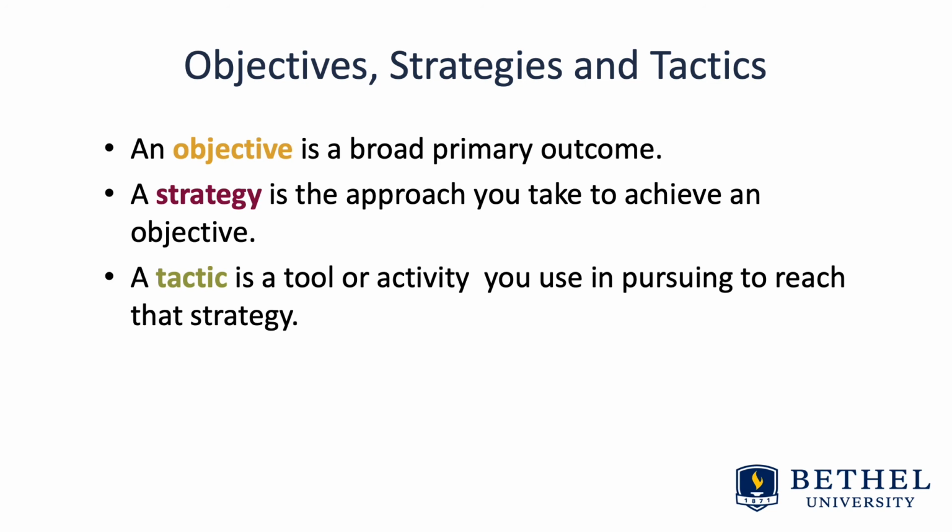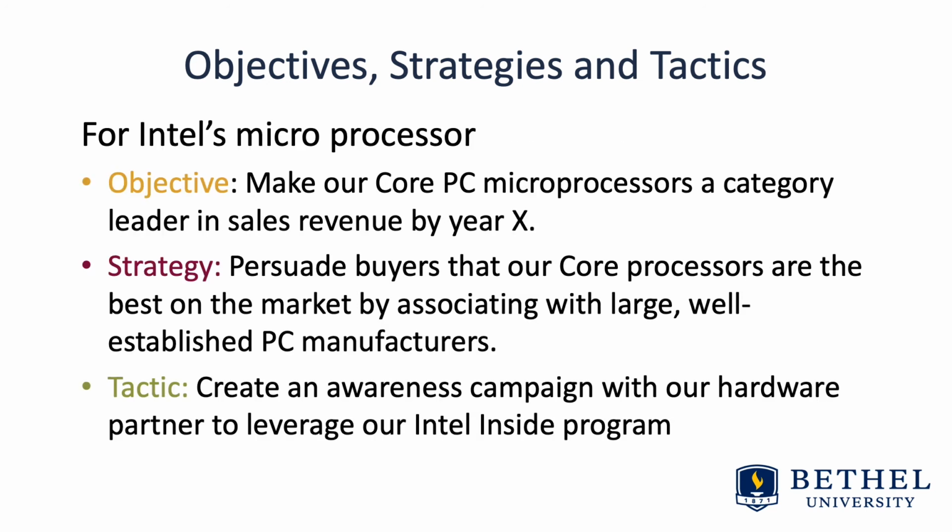You will need to identify these as to what you are trying to do with this product or service in the marketplace, and what marketing tactics you will use to achieve your objectives. Be sure to align your tactics to go with which strategy, and which strategy aligns to what objective in your marketing plan. Here is an example for Intel's microprocessor to achieve a high-level outcome. The strategy or approach they will take to achieve that objective, to become a category leader, and then one tactic they will employ to successfully achieve that objective.